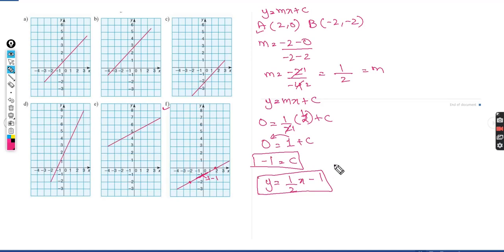Correct? So this is basically how we solve for the equation of the line. We have 1, 2, 3, 4 other questions for your practice. Do these questions, practice these questions. Obviously, if you have any troubles, comment it below.